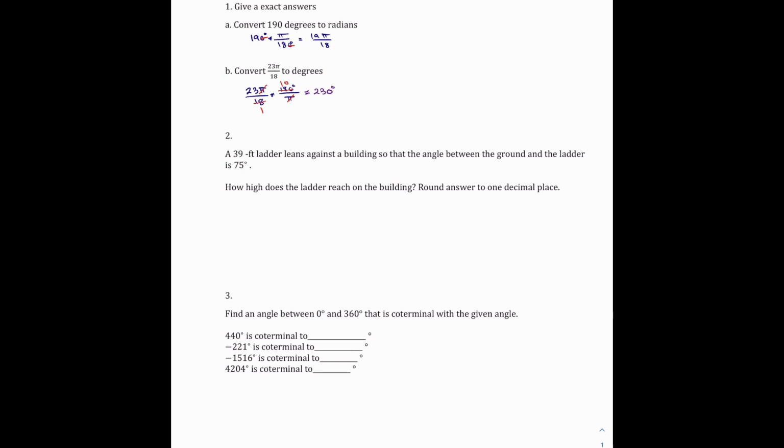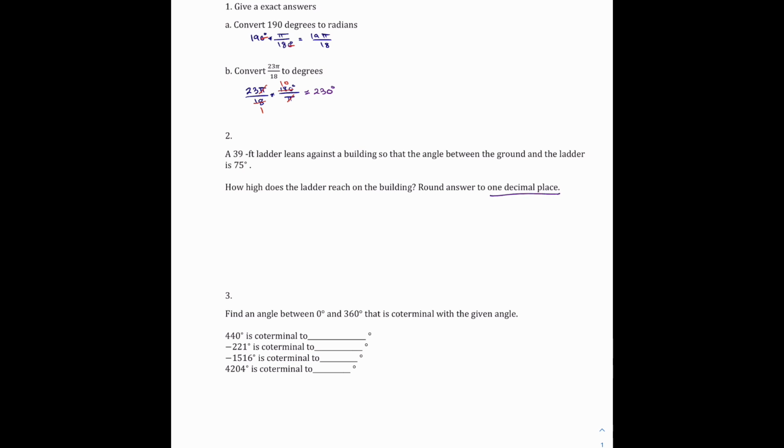Question number 2. So question number 2 is an application problem. Most of the application problems, you will be allowed to use a calculator here. So it's going to be on the second part of the exam where you can use a calculator. You have a 39-foot ladder that leans against a building so that the angle between the ground and the ladder is 75 degrees. How high does the ladder reach on the building? We need to round our answer to 1 decimal place.